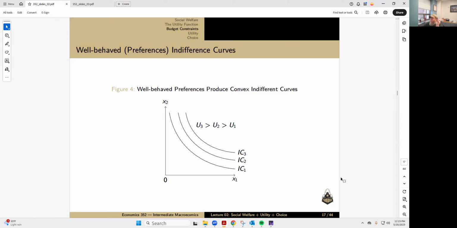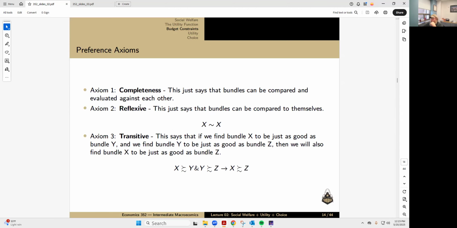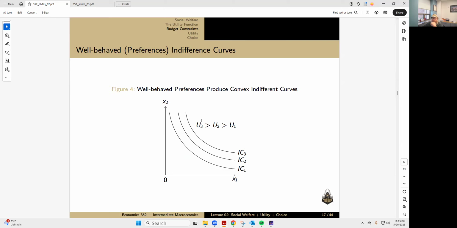So for us, well-behaved preferences, quote unquote, produce convex indifference curves. Well-behaved preferences are preferences that have all of these particular axioms. The other nice thing about well-behaved preferences is they also have diminishing returns, which again is one of those characteristics that we tend to expect from utility functions.